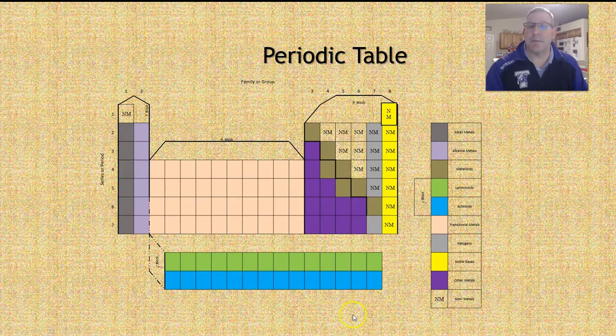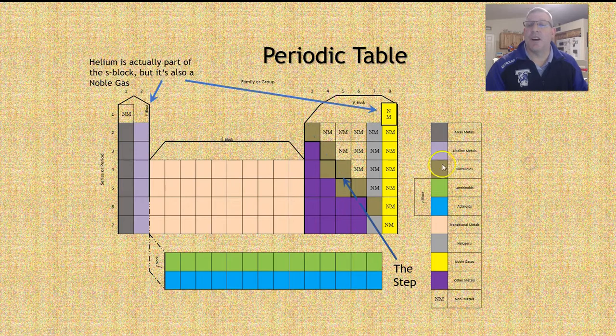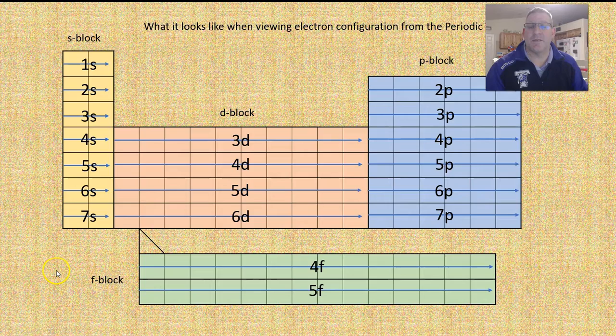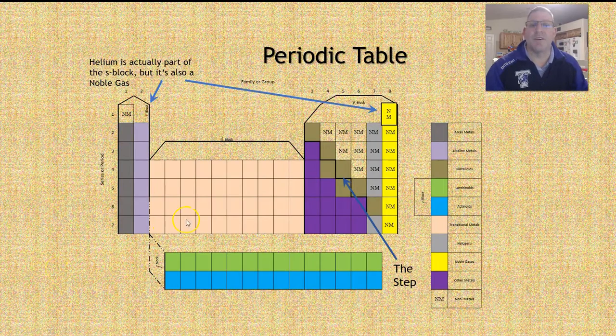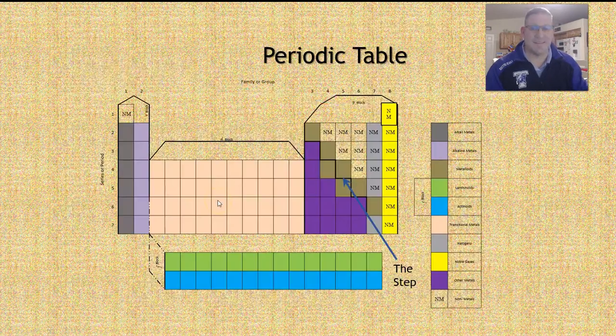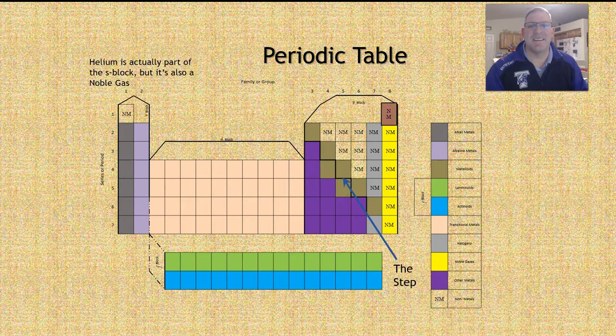Here's an example of the periodic table. Make sure that you note that this element right here, helium, is actually a part of the s block, and therefore we will notice that it can move to this other position over here.